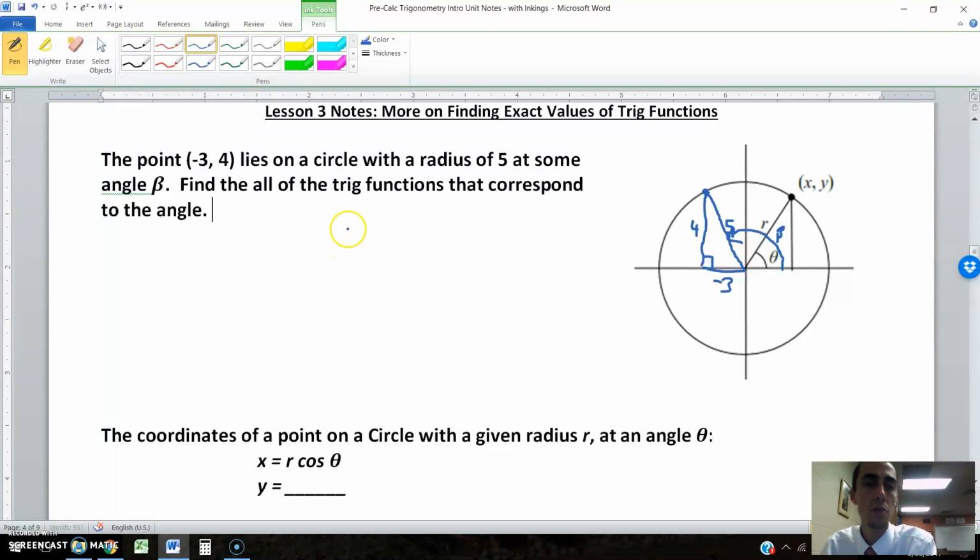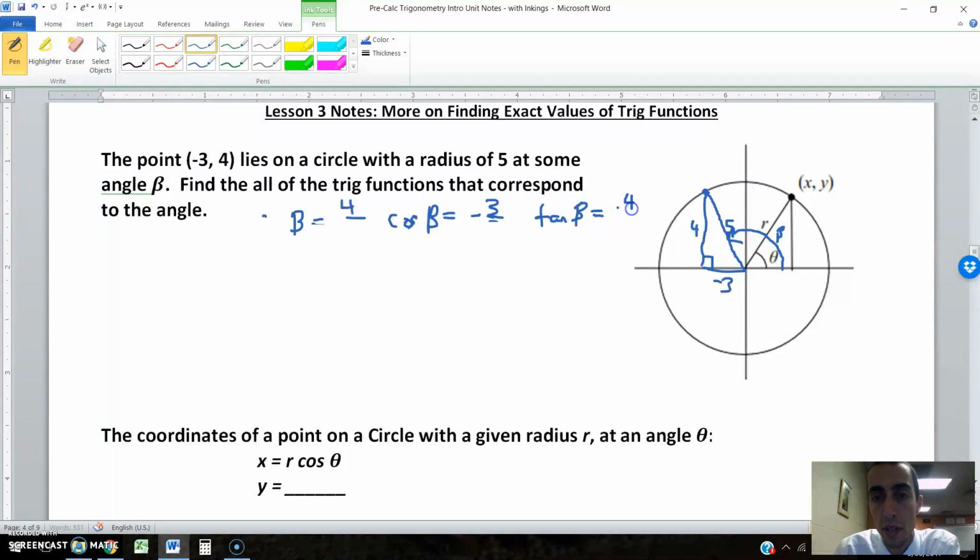We need to find all the trig functions that correspond to this angle. So we've got first sine of beta. Remember that sine is y over r, and so sine will be 4/5. Cosine of beta is x over r, so that will be negative 3 over 5, and then the tangent of beta will be y over x, which is 4 over negative 3, or negative 4/3.